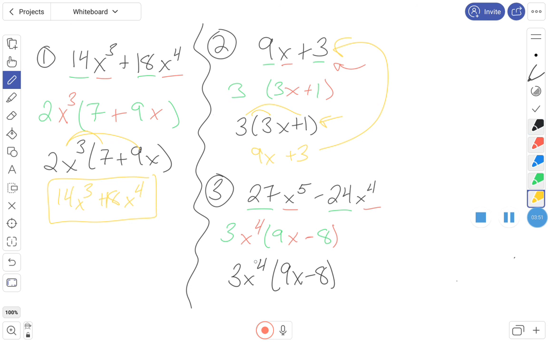And one more time, just for giggles, 3x to the 4th times 9x is 27x to the 5th. And 3x to the 4th times negative 8 is negative 24x to the 4th. And boom, that's where I started.